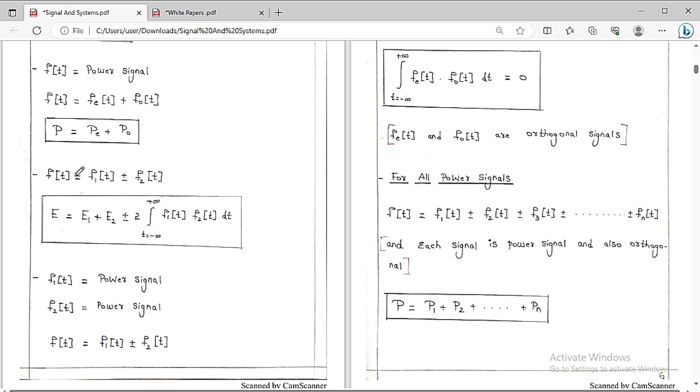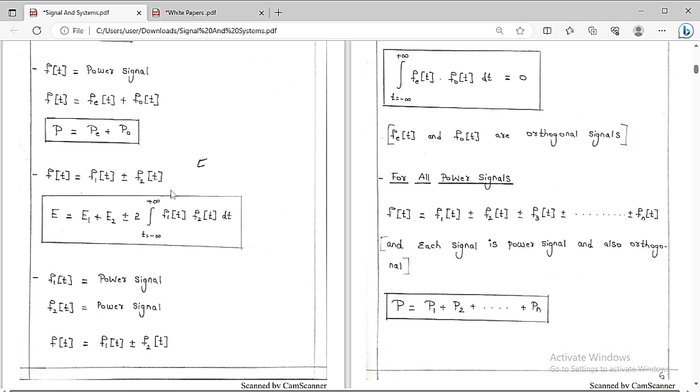So basically, what is the meaning of energy? You know the formula: E is equal to the integration from t equal to minus infinity to plus infinity of f of t whole square dt. So f of t is nothing but f1 of t plus or minus f2 of t. Apply this formula and if you simplify, finally we get the overall energy contained in f of t as E1 plus E2 plus or minus 2 into the integration from t equal to minus infinity to plus infinity of f1 of t into f2 of t dt. So this is the thing we have just discussed. See, what is the meaning of energy in the signal f of t?